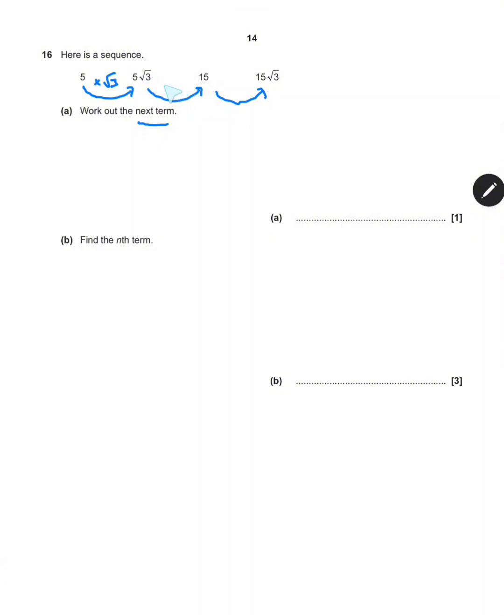Does that work between these two? I'll just pencil it in. Times root 3. Root 3 times root 3 is 3, and 3 times 5 is 15. So that's what's happening between terms. We're timesing by root 3. Root 3 times root 3 is 3 again, and 3 times 15 is 45. There's my next term.